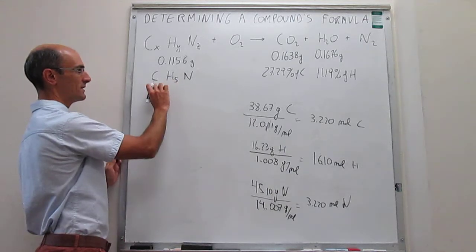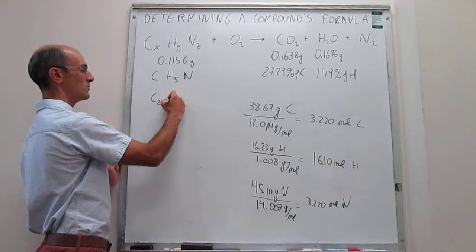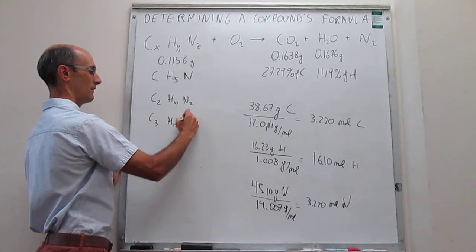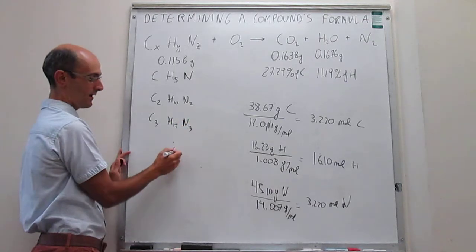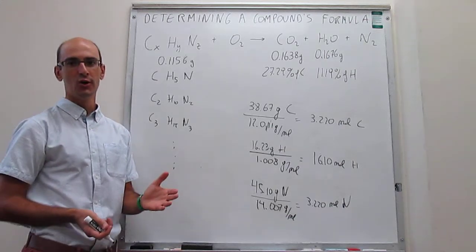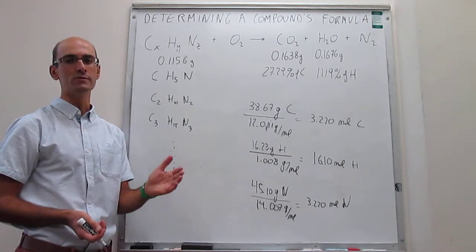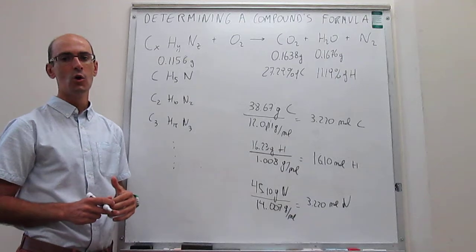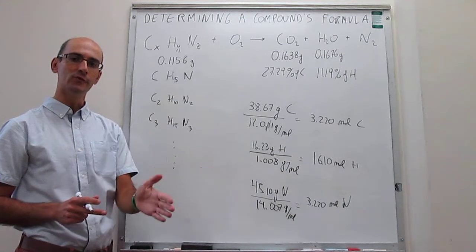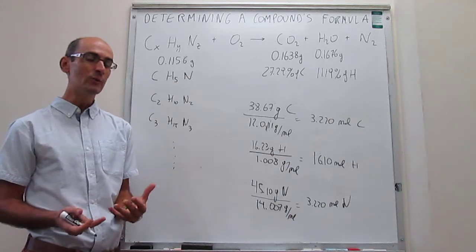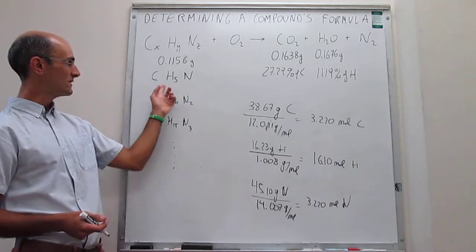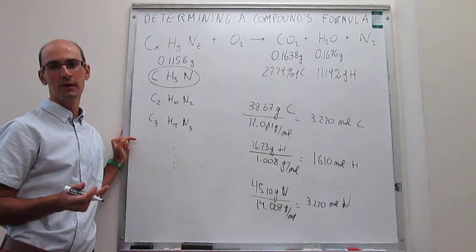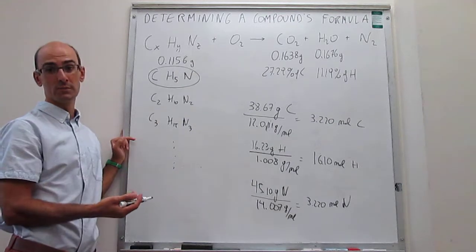This compound could be CH5N, but it could also be C2H10N2, C3H15N3, and any other combination that gives you a ratio of moles of carbon to hydrogen to nitrogen of 1 to 5 to 1. You notice that in this procedure, which is elemental analysis through combustion, we can only determine the relative number of moles or atoms of the three elements, but we don't know exactly what the formula is. So this is what we call the empirical formula. That's what we can determine from this problem. We don't know what the actual formula is, but it's going to be a multiple of this.